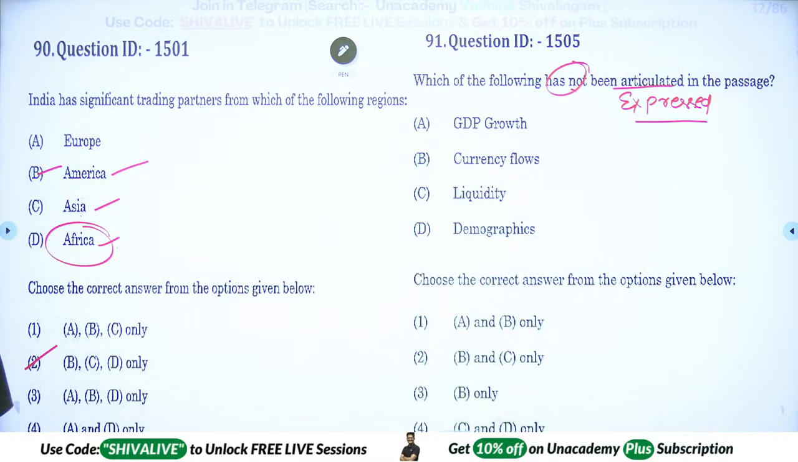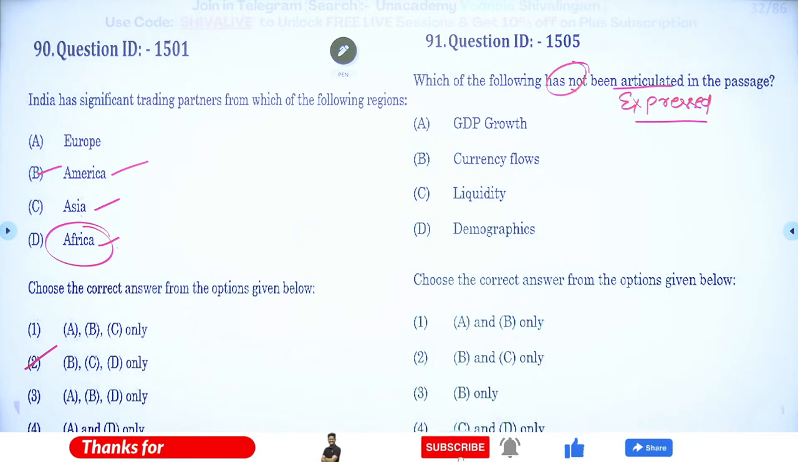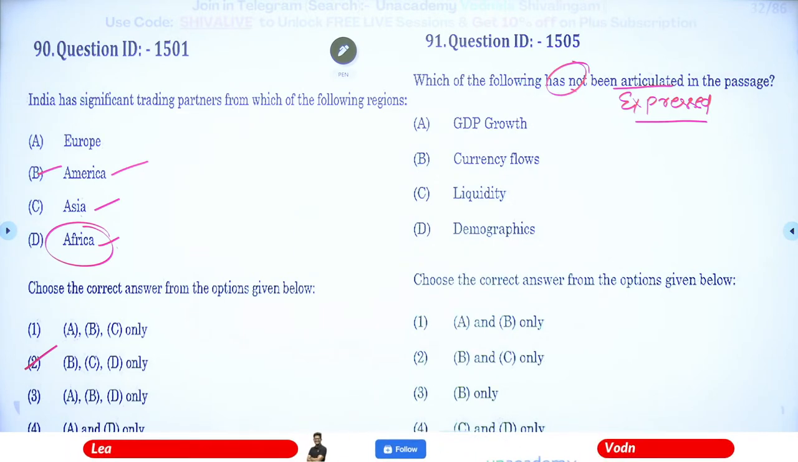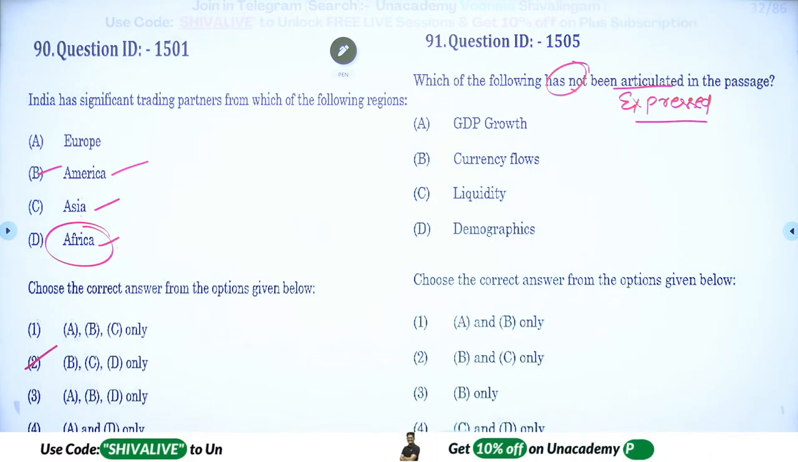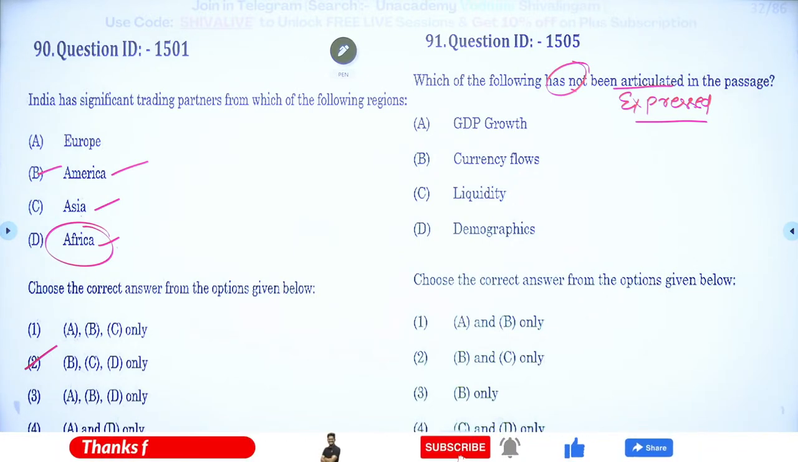Kya hua bhai? Praveen, please increase your resolution. Oh, but phone hai bhai, lock.